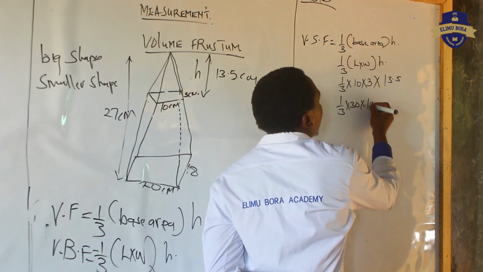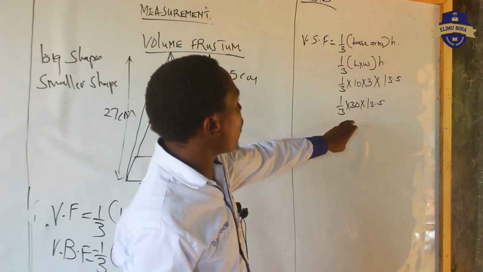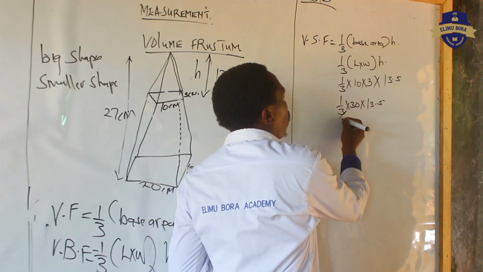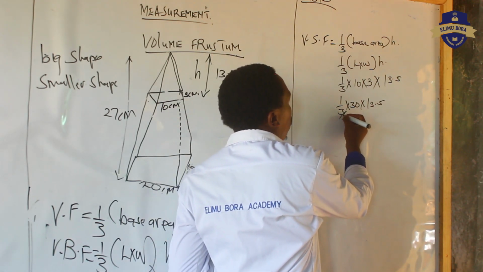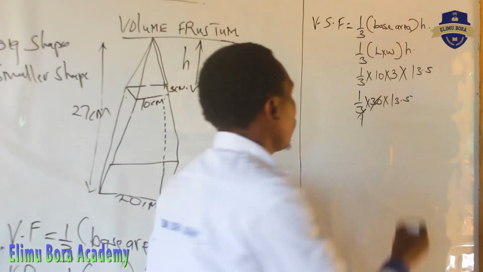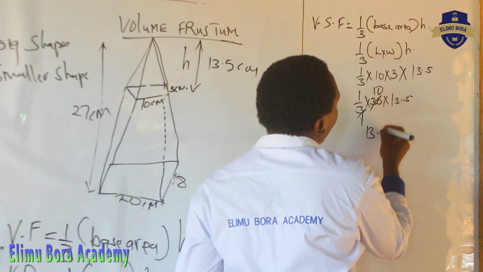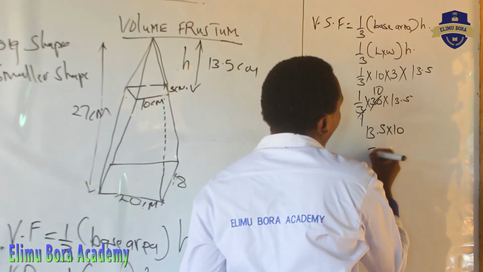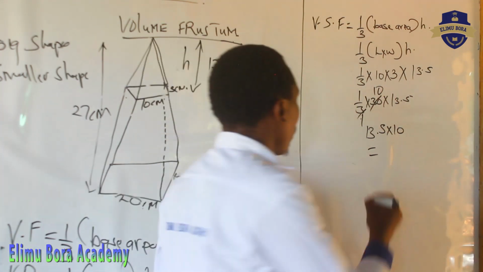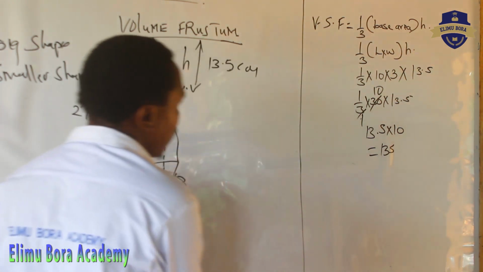We multiply by 13.5. We can simplify, isn't it? We can see 3 with 30 there. 3 goes into 3 how many times, class? 1. 3 goes into 30 how many times? 10. Good. So let's now multiply. 13.5 times 10. What do we get, class? 135.